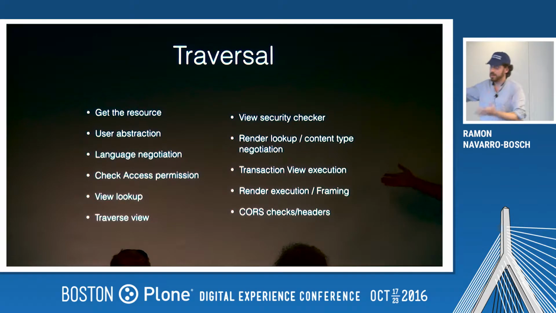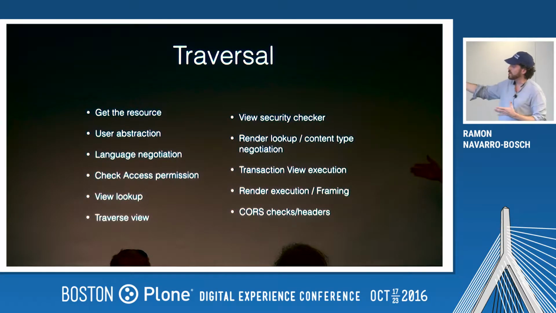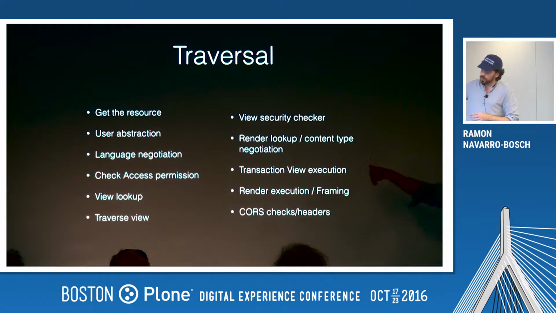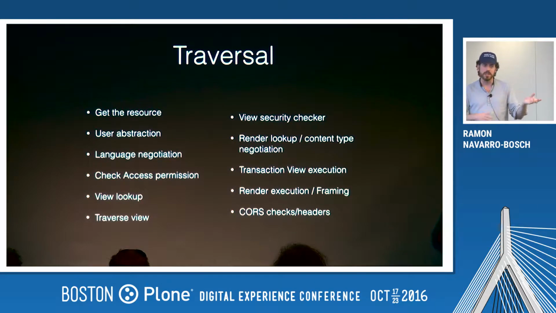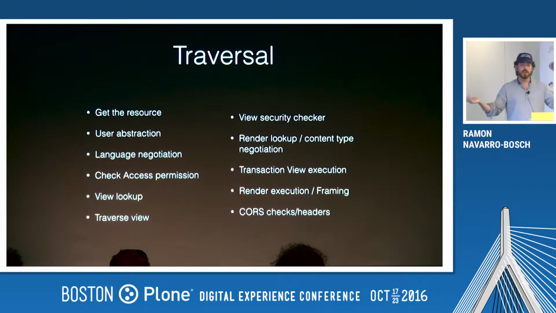Then the transaction occurs. So you execute the view and the renderer, and the framing. You look for the needed framing options that you have on your API call, and then all the CORS checks and headers that need to be added, depending on the configuration and how you define it, are applied. This is what Traversal does in this case.